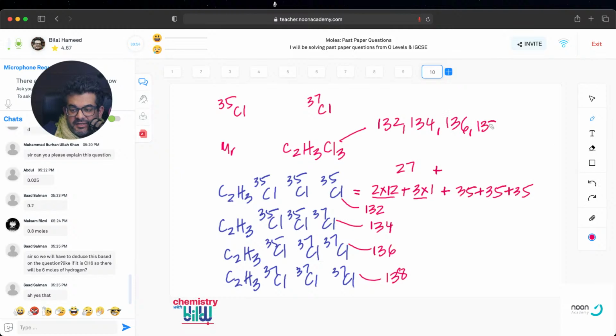Yes, if you're doing calculation for mole, you might want to use the average mass of 35.5. But they're saying that we have individual molecules, how many different masses using these isotopes? Using the isotopes, how many different MRs can you have? And these are the different MRs you can have. So how many different molecular masses? 4 different ones.